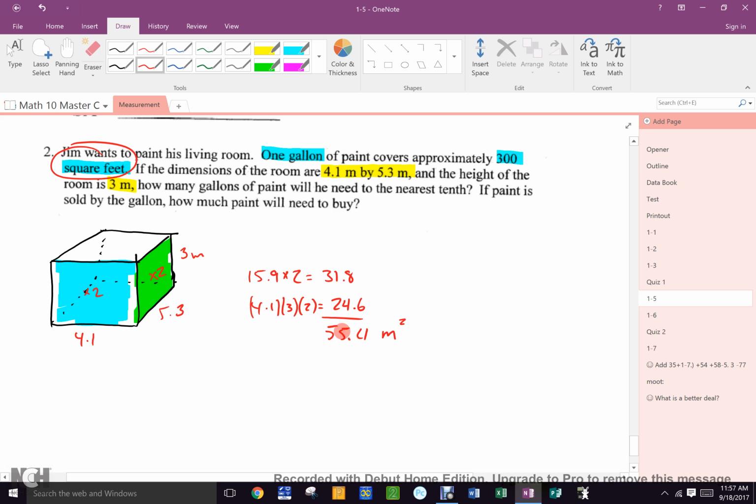When do I do my conversion? At the end. At the end? So right now you want to convert. Because we're done. That's our surface area, right? That's what we need to paint. So we need to figure out that in square feet, don't we? How do we do that? How do you convert feet to meters? Well, I have meters, 55. I want feet, and I have meters, yes? So what numbers go in there?